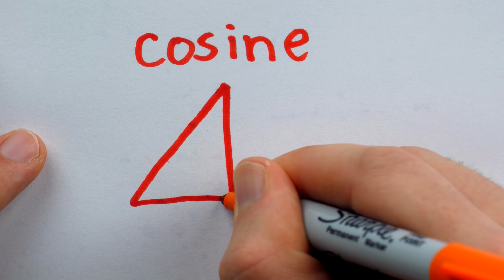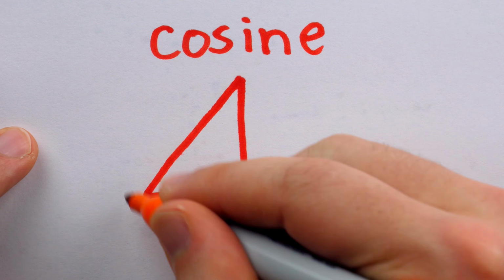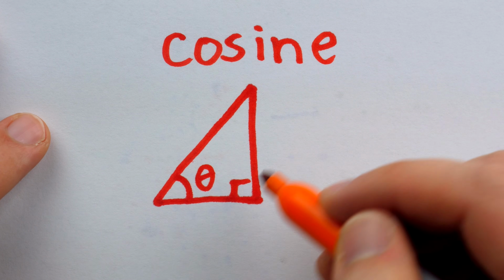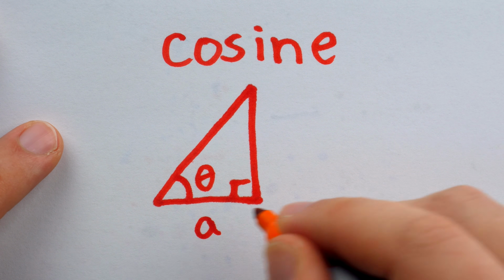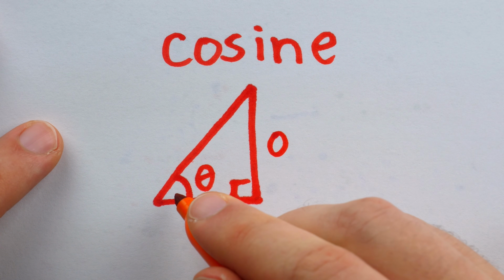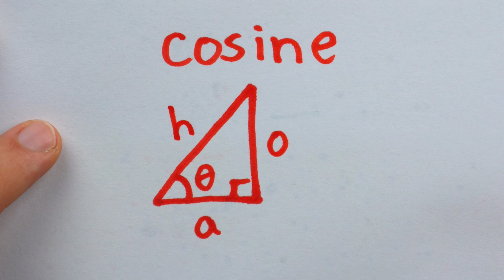Say we have a right triangle here, that is, a triangle with a right angle, and let's call this acute angle of the triangle theta. Then let's name the sides of the triangle. This one will be A because it's adjacent to this angle. This side will be O because it's opposite the acute angle. And this side will be H for hypotenuse.